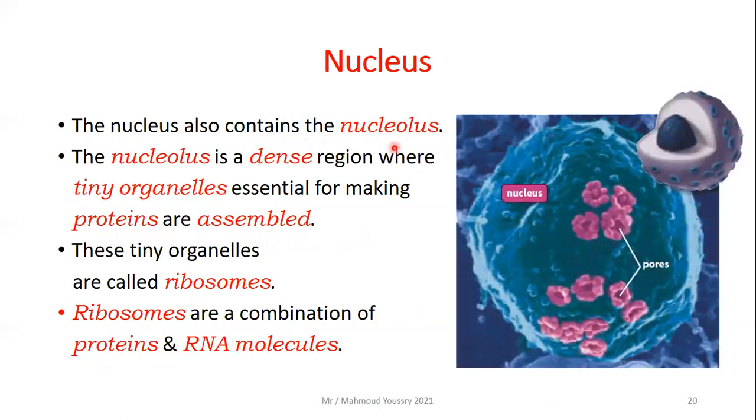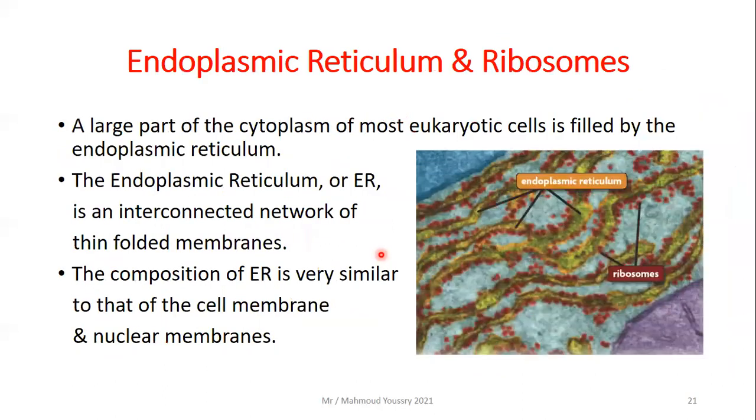The nucleus also contains the nucleolus. So this is the whole nucleus, and the central part of the nucleus is called the nucleolus. The nucleolus is a dense region where tiny organelles essential for making proteins are assembled. These tiny organelles are called ribosomes. So the ribosomes are assembled inside the nucleolus of the nucleus. Ribosomes are a combination of proteins and RNA molecules.